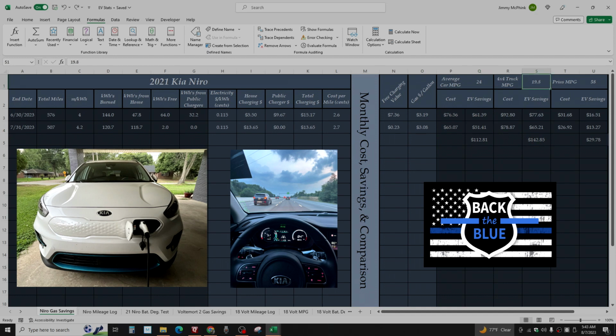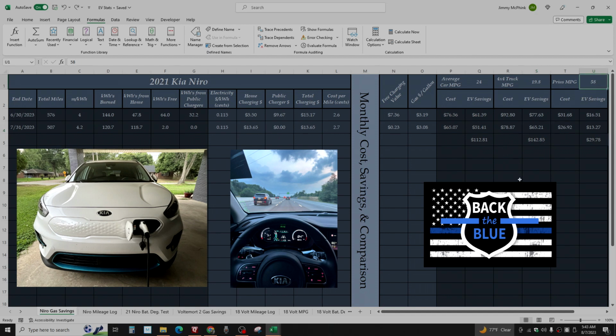My friend owns a Ford F-150 4x4 truck. He gets 19.8 miles per gallon. He has tracked every single tank he's ever put in this thing. It's got about 30,000 miles, I think, if I remember right. He's got 19.8 on average. That's what I'm going with on the truck. I saved $65.21 over him if he would have driven 507 miles.